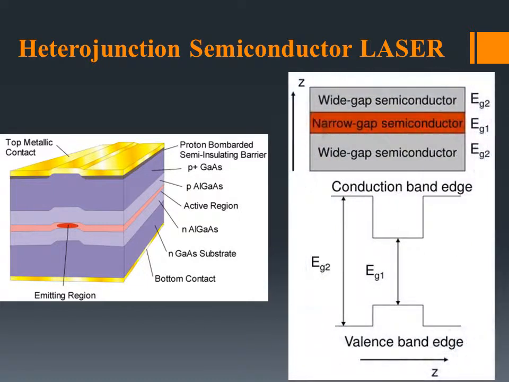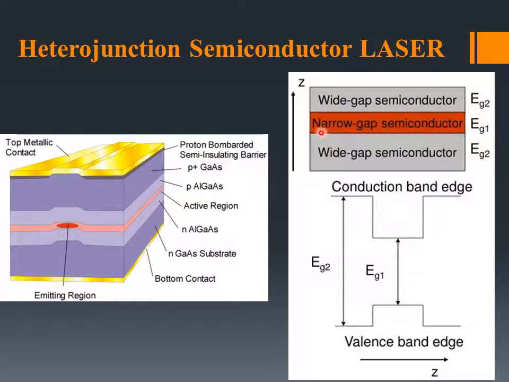In terms of the band gap, the active region, which is p-type gallium arsenide, is quite small. Therefore, p-type gallium arsenide is a narrow band gap semiconductor, while on either side of the active region we have gallium aluminum arsenide. Gallium aluminum arsenide is a wide band gap semiconductor.